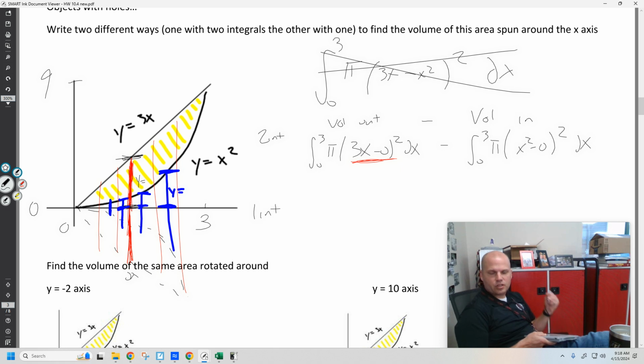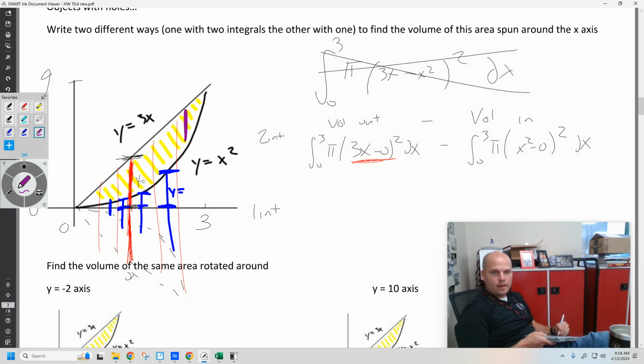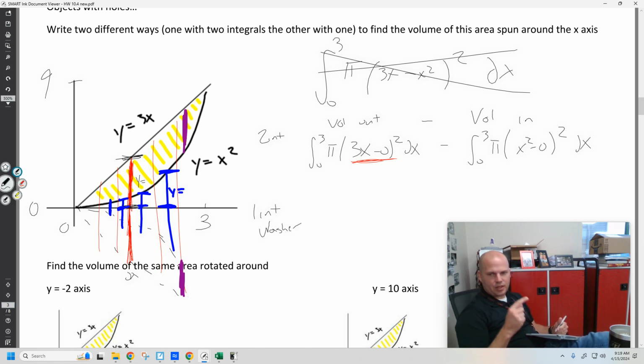But here is the one integral approach, which turns out is the volume formula for a washer, that is a rectangle being spun that has a hole in the middle. The volume of this washer, I don't want you to use the washer until you understand the two integral approach. And what do I mean by a washer? I mean like the things that you use to tighten in screws. You know, a CD, a tire.